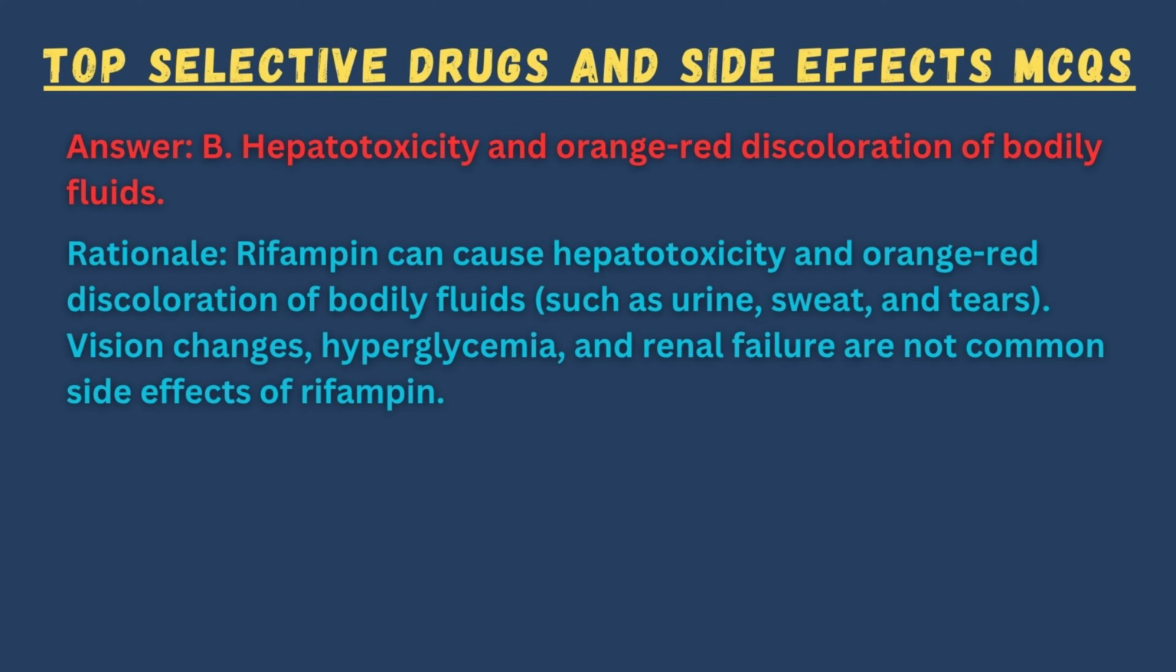Answer. B. Hepatotoxicity and orange-red discoloration of bodily fluids. Rationale. Rifampin can cause hepatotoxicity and orange-red discoloration of bodily fluids, such as urine, sweat, and tears. Vision changes, hyperglycemia, and renal failure are not common side effects of rifampin.